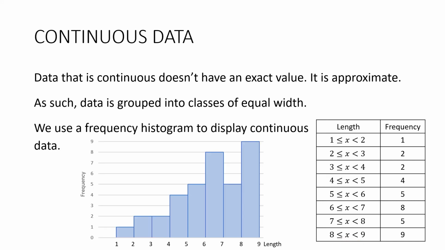When we graph the data, we use a frequency histogram, which is very similar to a column graph, except we don't have any gaps. And this shows the continuous nature of the data because we move seamlessly from one into the next, showing the whole range of values.